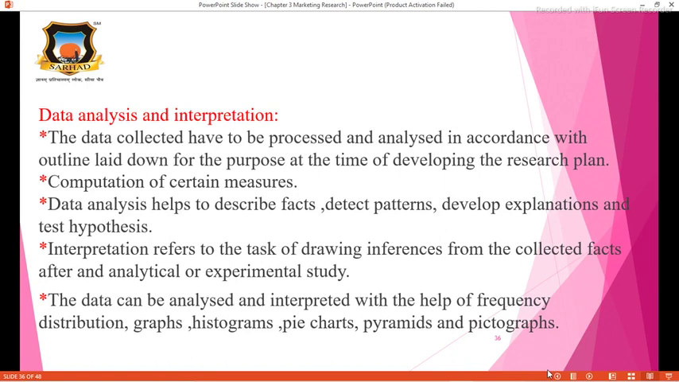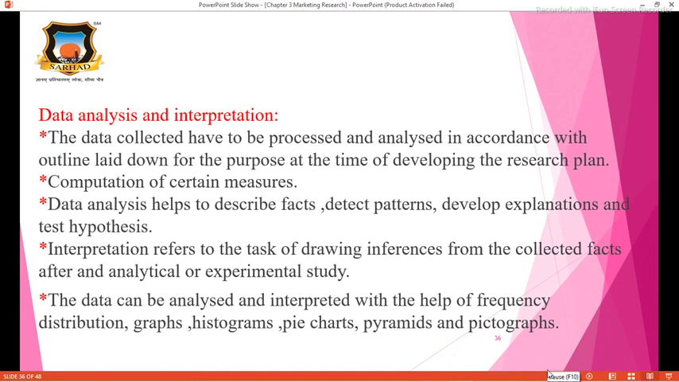Let us see data analysis and interpretation. The data collected have to be processed and analyzed in accordance with the outline laid down for the purpose at the time of developing the research plan. The data is interpreted through the computation of certain measures.